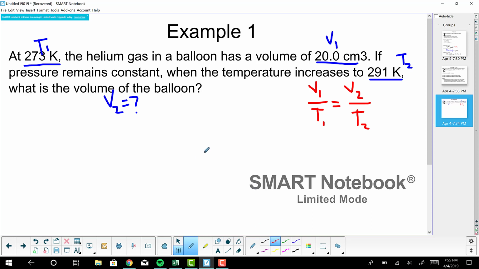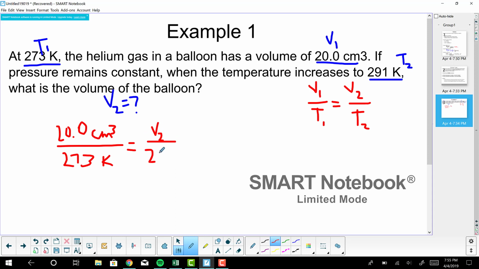So let's go ahead and plug that into the equation. V1 is 20.0 centimeters cubed over T1, 273 Kelvin. And we set that equal to volume 2, but remember, we don't know volume 2, so we just write V2 over T2, 291 Kelvin. All right, if you've been following along, then hopefully you can predict what the next step is. We need to cross multiply.